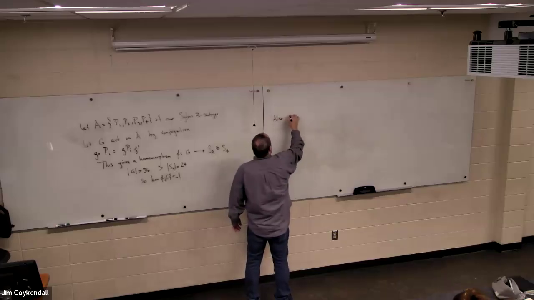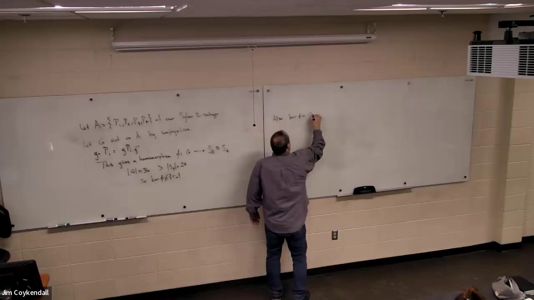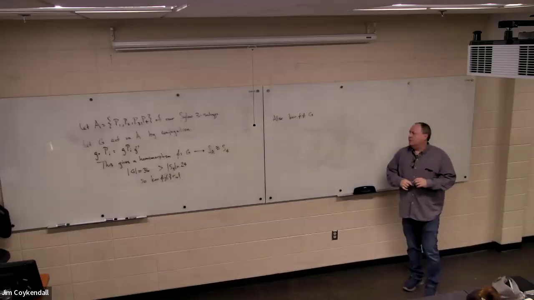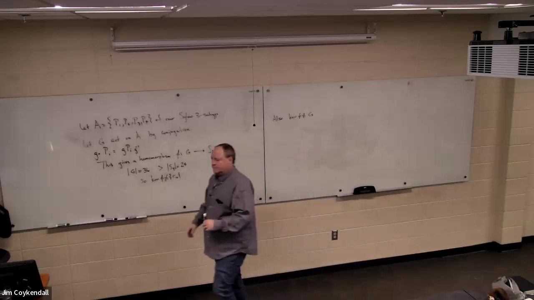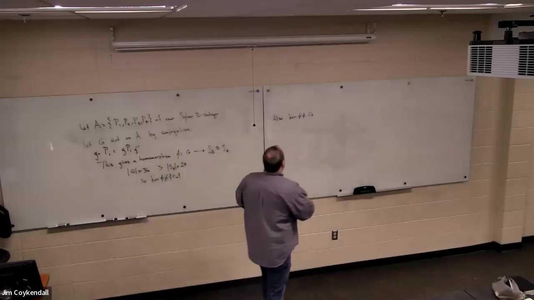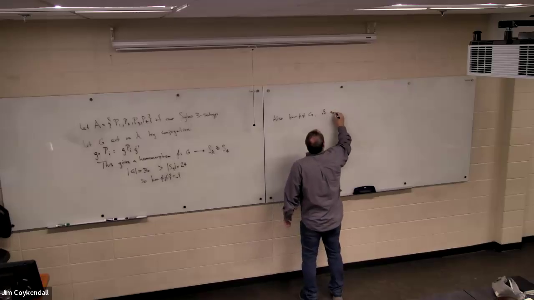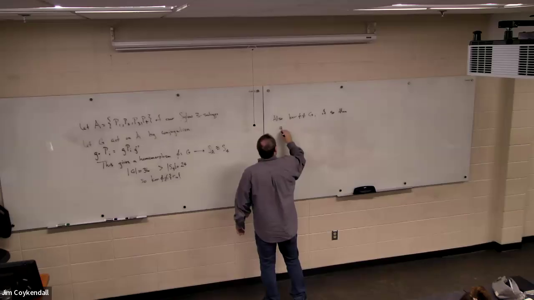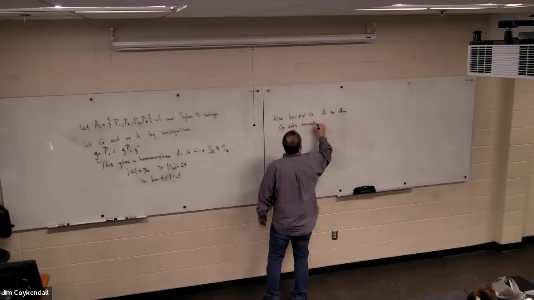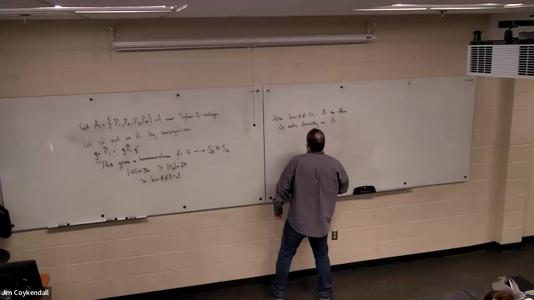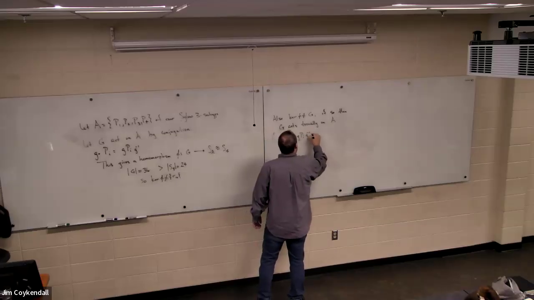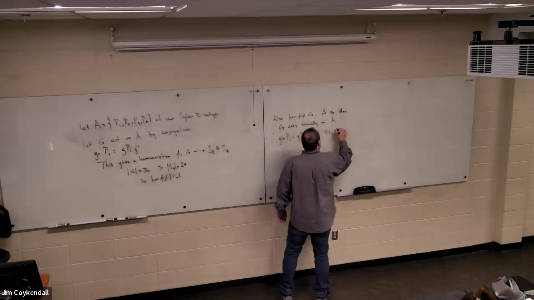Also, the kernel of phi is not equal to G. Why is that? What happens if the kernel of phi is G? If so, then G acts trivially on the Pi, that is, g Pi g inverse equals Pi for all i, for all g in G.